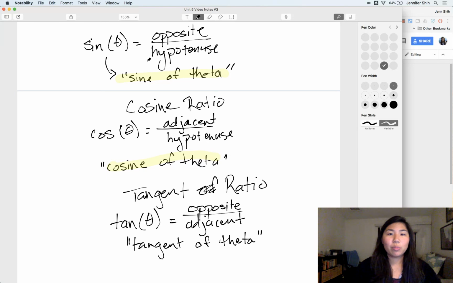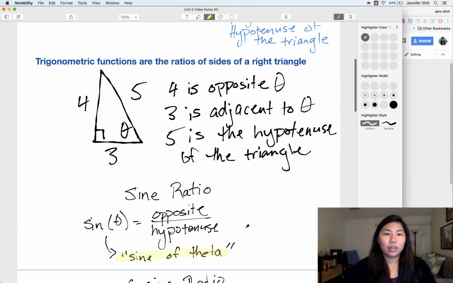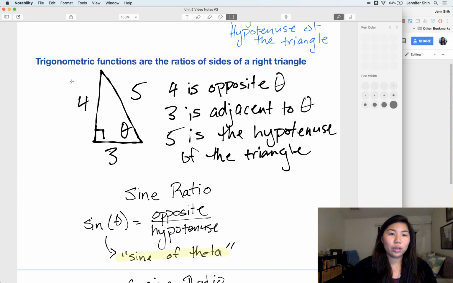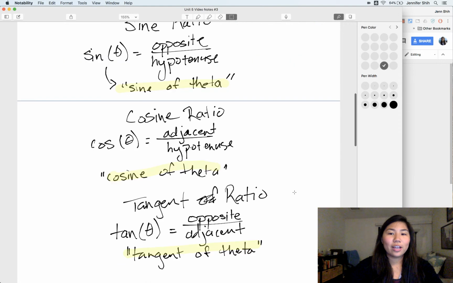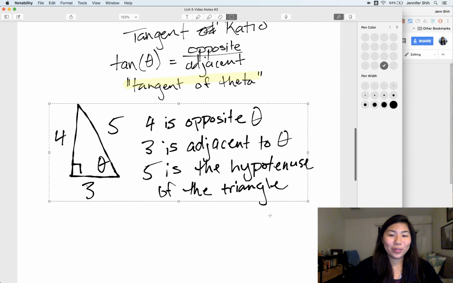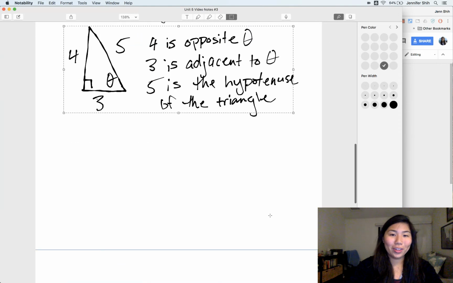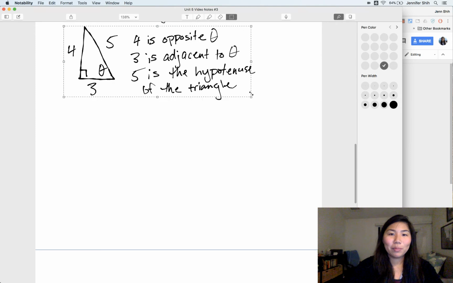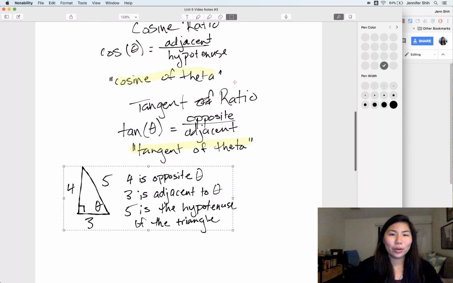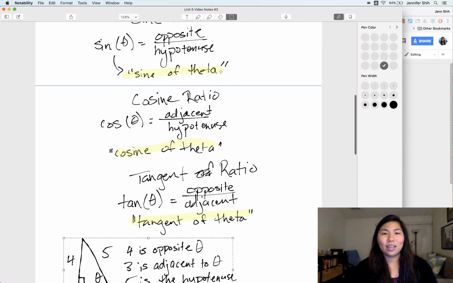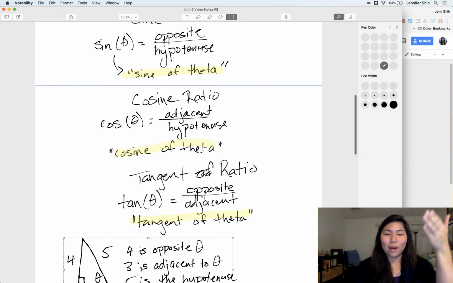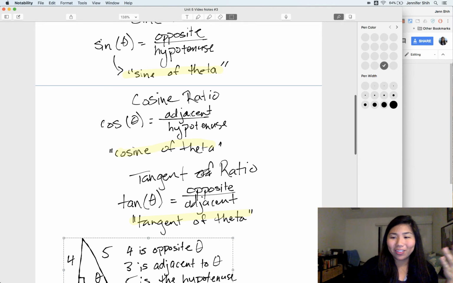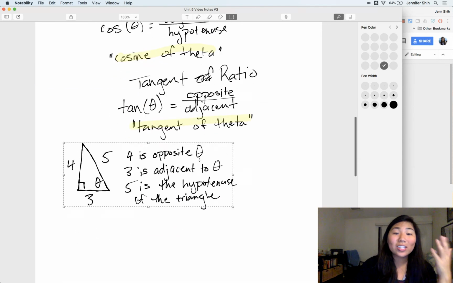All right, so that's how you pronounce it. Sine of theta, cosine of theta, tangent of theta. Let's actually apply it to this beautiful triangle here. There's actually a really easy way to remember this, and it's going to show up on your ACT, SAT, stuff like that. There's a really easy way to remember that the sine of theta is the opposite over the hypotenuse, and the cosine of theta is the adjacent over the hypotenuse.